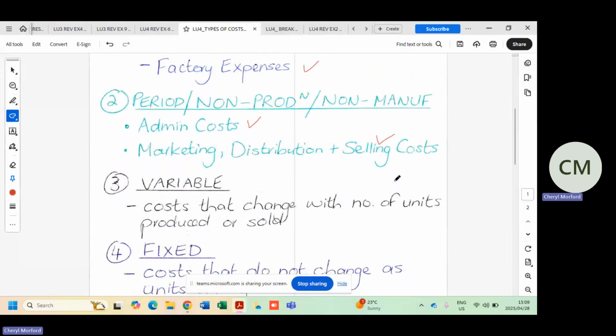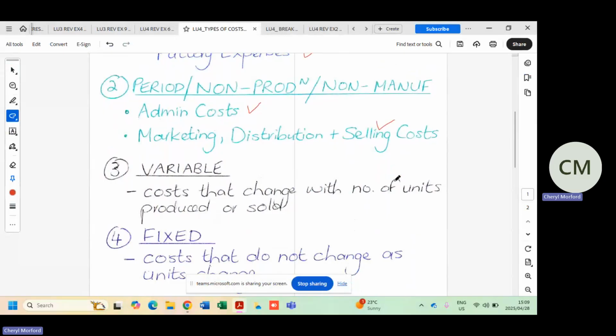Another way that we can distinguish between costs is on the basis of whether they are variable or fixed. So you have encountered these terms before when you did your economics. So a variable cost is one that varies or changes with what? The number of units produced or sold. So these are costs per unit. The more you produce or sell, the more of the variable costs you have. If you cut back on the number of units you produce or sell, your variable costs will change.